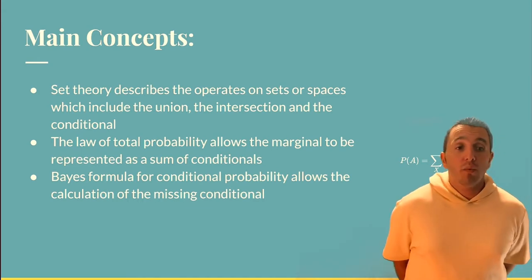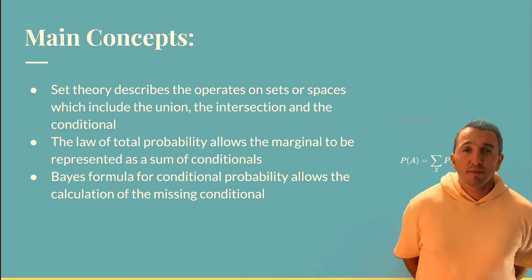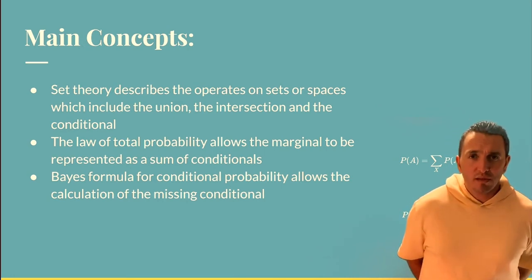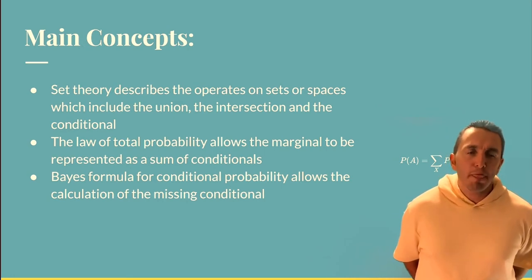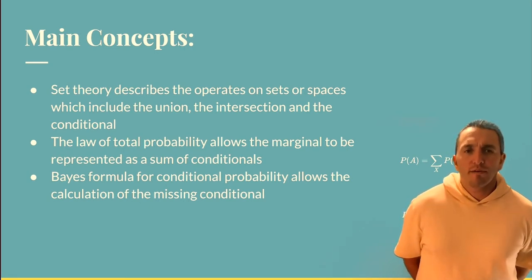Before we go on, we're going to talk about what we learned about set theory, right? So real quick, it's just a description of the operations on sets, or what we actually call spaces, right? So we talked about the union, we talked about the intersection, and most importantly, the conditional, which is part of our two take-home formulas, right?